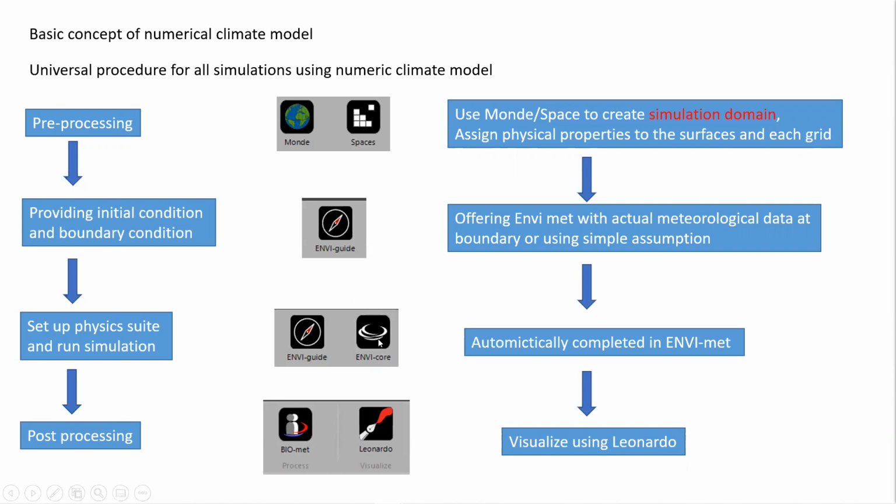And after your simulation successfully gets the result, we use the post-processing tools to help you visualize. In AmiMat, we have these two tools. The Leonardo can visualize the distributions and the variation of the variables. And you can also use the Biomat to help you add some thermal comfort analysis.